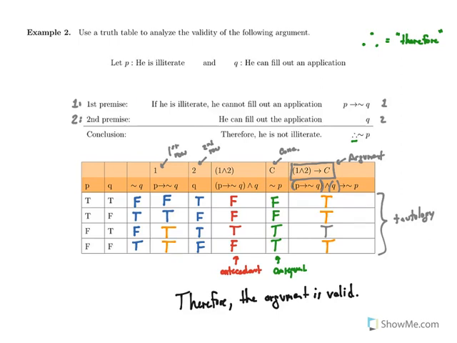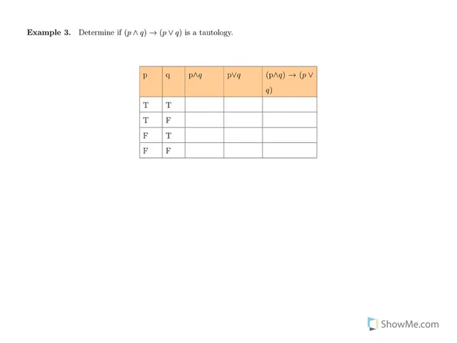All right, let's try it again. This time, we're not going to have a worded argument, but just talk about a tautology in general. So here we're going to have P and Q implies P or Q. We want to show that that's a tautology. That is, that the last column is going to be all truths. So we start with our truth table.